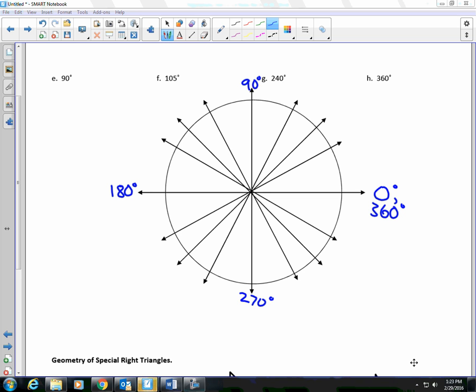Now I'm going to divide it up into smaller pieces. For example, I'm going to take this 90-degree quadrant and I'm going to divide it in half. What would half of 90 degrees be? 45.